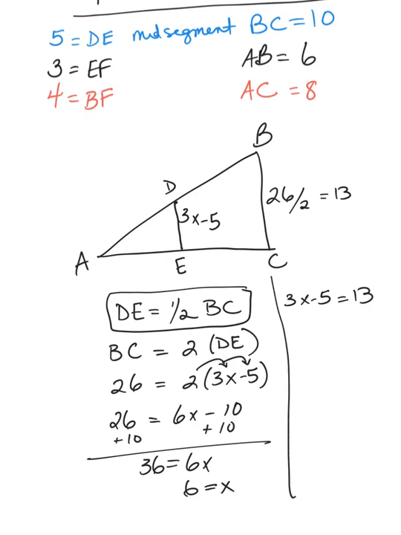Now, if I solve my initial equation, where I took half of 26, I would add 5 to both sides, giving me 3x is equal to 18. And when I divide by 3, x is equal to 6. So that was pretty simple. The only time you might fall into a problem is if you're given both the mid-segment and the base, and they both have an algebraic expression. So let's take a look at that as a possibility.